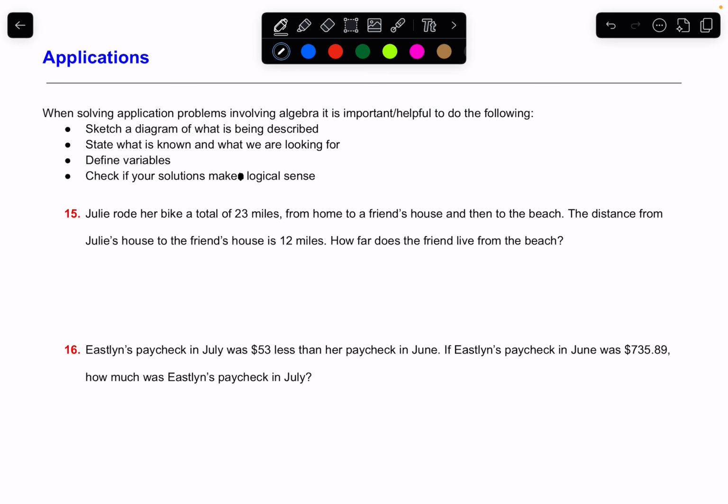So when solving application problems involving algebra, it's important and also helpful if you're able to sketch a diagram. That'll usually make life easier. If you can say what the variable represents, that is necessary, not just helpful, but you always need to know what your variable is representing. Okay, and so state what you know, state what you're looking for, and whatever you are looking for, this is the key thing. What you are looking for, that is going to be the variable you define. So when we label something as x or y or z or whatever letter we choose, we're labeling the thing we're looking for, and that is also our variable.